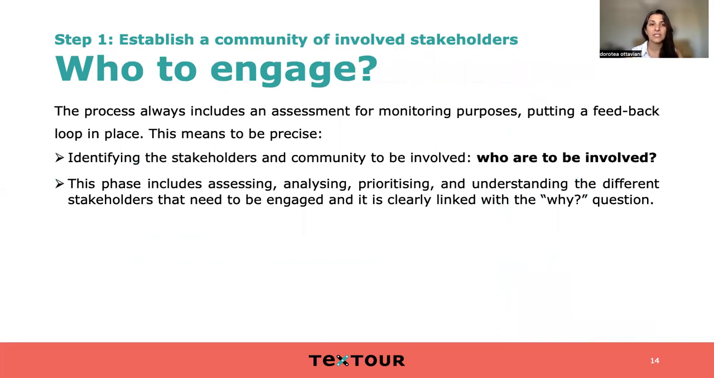So how to engage? The process always includes an assessment for monitoring purposes, putting a feedback loop in place. This means, to be precise, identifying the stakeholders and community to be involved, so who is to be involved. This phase includes assessing, analyzing, prioritizing, and understanding the different stakeholders that need to be engaged, and this is clearly linked to the why question, so why to engage and who to engage.